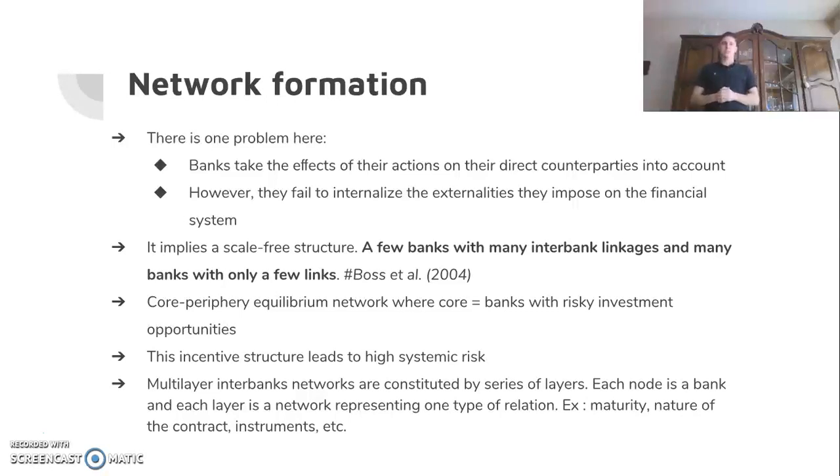This incentive structure leads to high systemic risk on the asset side, as we have correlated portfolios, and on the liability side, because there are many direct interbank exposures.